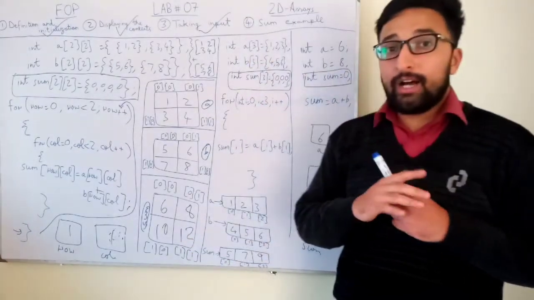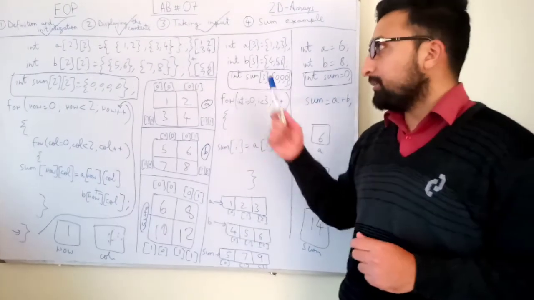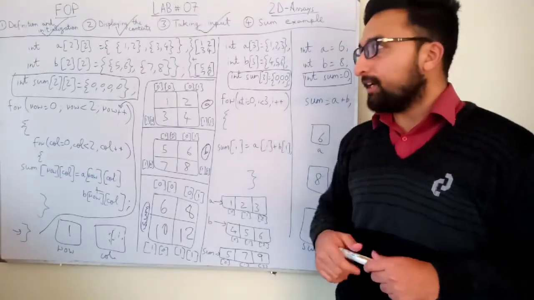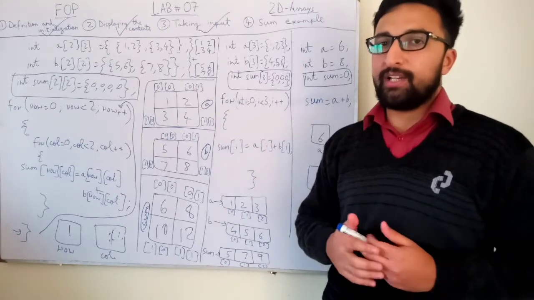So we just saw how we can extend our concept of summation of two variables and summation of corresponding elements of a one-dimensional array to the summation of two different matrices that will be handled through two-dimensional arrays.